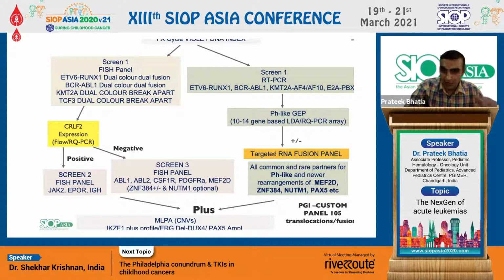On the other hand, if you are using this approach, you can go in for a targeted RNA fusion panel. We have developed one in our own laboratory, which can detect 105 translocations and is currently under validation. It also detects all the newer fusions as well as Ph-like entities. Along with this, one can add on MLPA, which will give you information about the IKZF1 plus profile, ERG deletion, and DUX4 and PAX5 amplification. If negative and there are no resource constraints, then you can go on for exome sequencing.